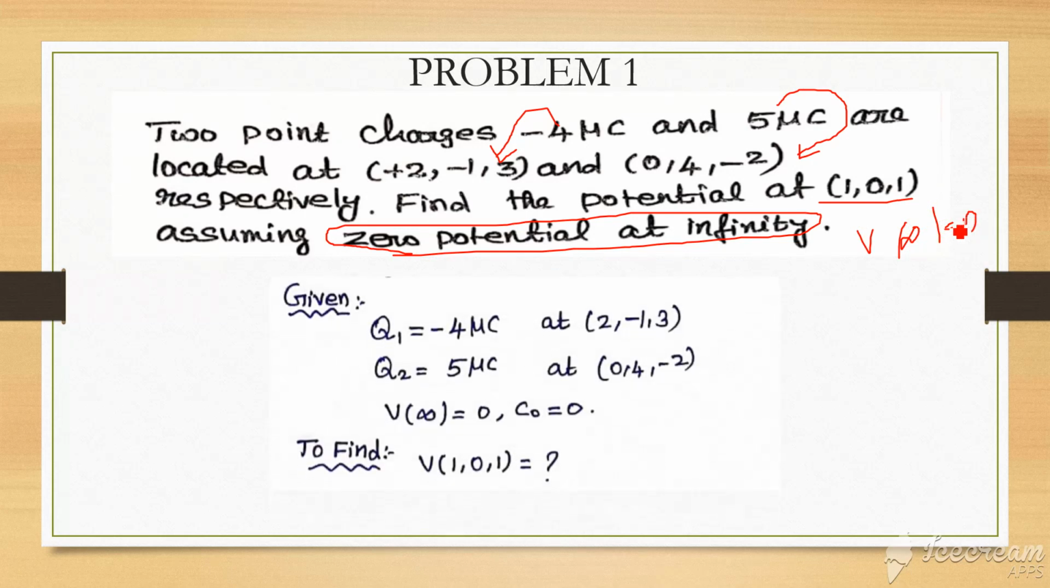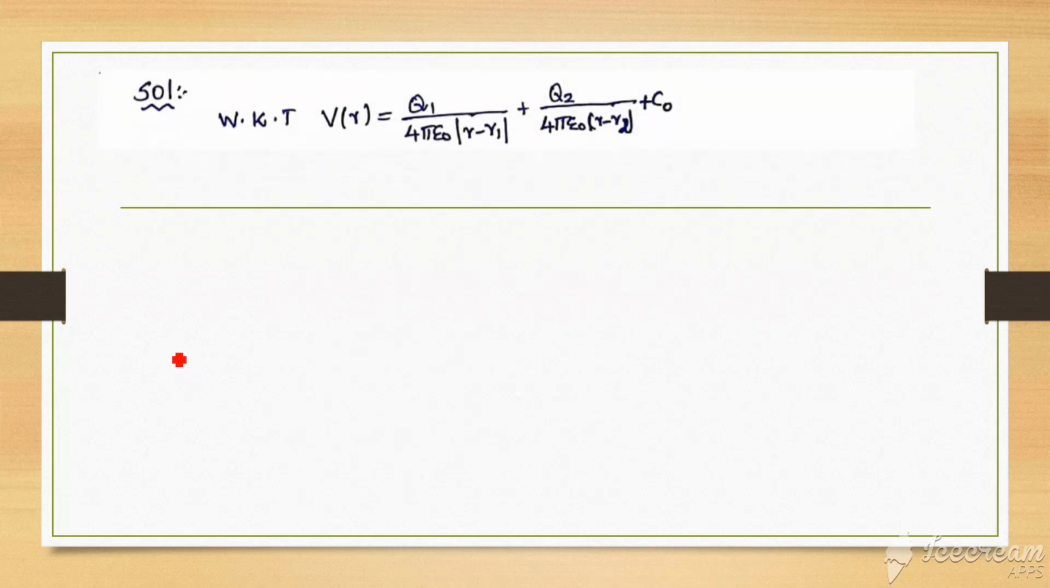Now write the given data: Q1 at the point 2, -1, 3 and Q2 at 0, 4, -2. We need to find V at the given point, V of infinity is equal to 0, and with respect to this we can define C0 is equal to 0. So now we need to find V of 1, 0, 1. Already we know the formula. This is the general formula. Here we have given 2 charges, so I write it with respect to 2 charges Q1 and Q2.